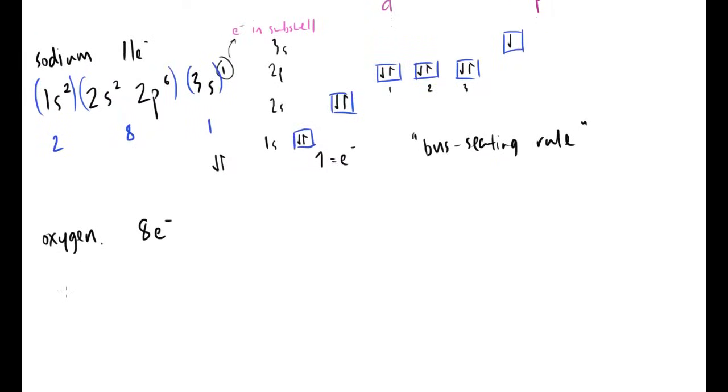Which means we go through the same order as before. We start on our 1s. Well, we can have all 2, that's fine. We go to our 2s. Yes, we can have all 2. We go to our 2p. This time we're not going to fill our 2p because we've already got 4 electrons out of the 8. We've got the other 4 to put in. They go into that p there. So we have 2p4.